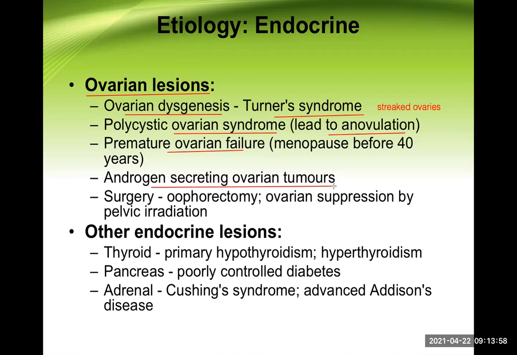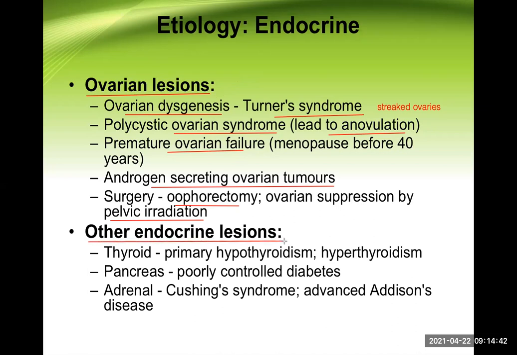Androgen secreting ovarian tumor is another cause, like Sertoli-Leydig cell tumor. They release androgen, and androgens are antagonizing to the estrogen. Surgery like oophorectomy and ovarian suppression by pelvic irradiation in case of ovarian cancer are treatments which are necessary. If you remove the ovary, then amenorrhea will definitely occur. Pelvic irradiation is a type of treatment of ovarian cancer, but that irradiation may damage or suppress the ovarian function. So these are the causes of amenorrhea from the ovarian side.